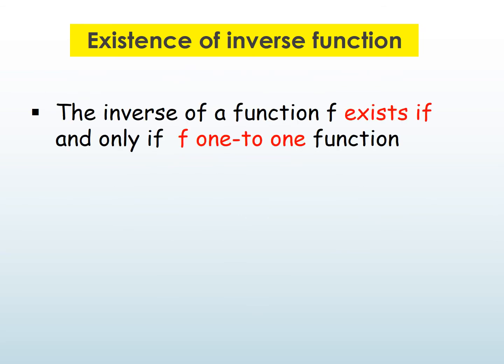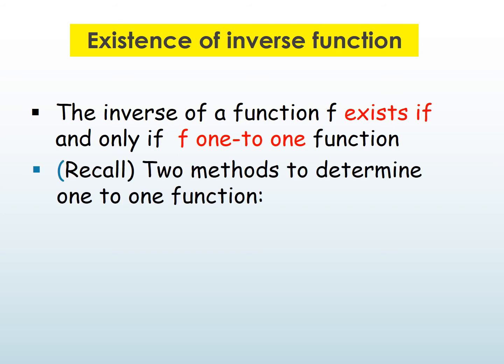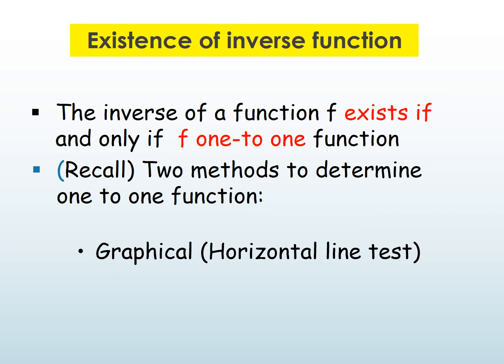Existence of inverse function. The inverse of a function f exists if and only if f is a one-to-one function. So, if f is not a one-to-one function, the inverse function does not exist. You need to remember this. So, the existence of inverse function relates to one-to-one function. Two methods to determine one-to-one function. The first one is the graphical method, which is the horizontal line test. The second one is the algebraic method.